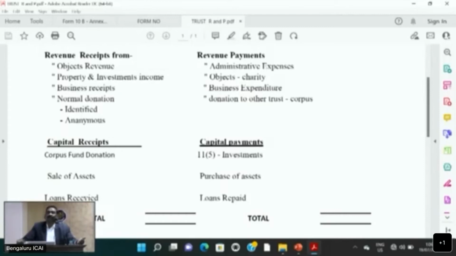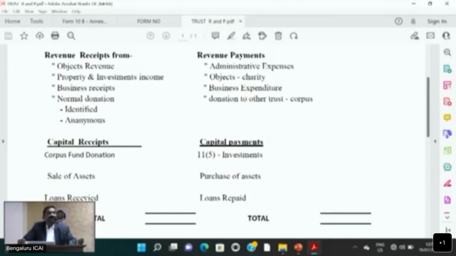Last year you took one loan, this year you take another new loan. Last year's loan, taken, was not offered as income. This year you take another new loan to repay the old loan. Will it become application? No. Please try to understand: when the loan repayment is application, it is when you repay the loan from the income, that is application.